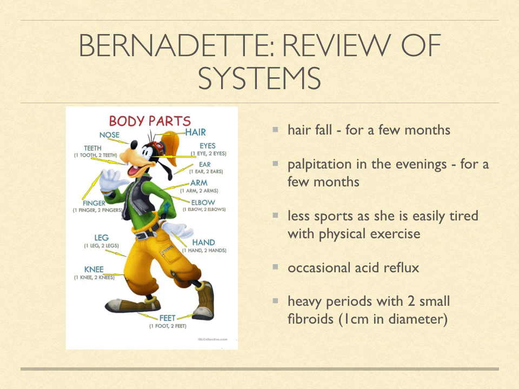She still has the occasional acid reflux, and her periods are regular but extremely heavy. She's had that checked out in the past. Turns out she has 2 small fibroids, which the gynecologist has not wanted to remove at this point, although they are probably a contributor to the abundance of her periods. So that's it. You know all of that about Bernadette. So now you need to start analyzing things.